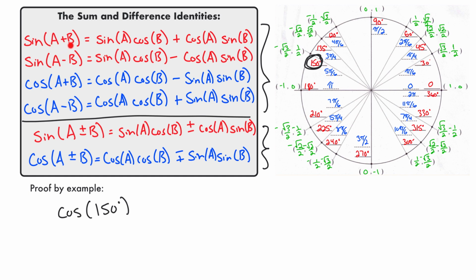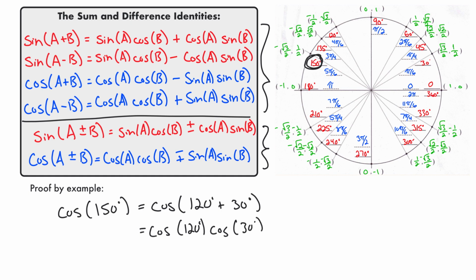Specifically, I'm going to run it through, not that one, through this one. Because cosine of 150 is equal to cosine of 120 degrees plus 30 degrees. According to the sum and difference identity, if you take the cosine of one angle plus another, it will turn into this. So this is going to be equal to cosine of the first angle times cosine of the second angle minus sine of the first angle times sine of the second angle.